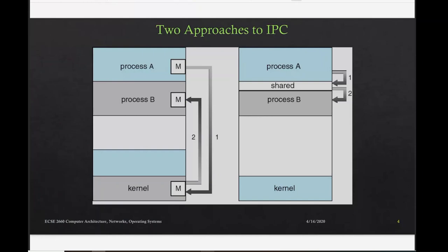The one that is shown on the left, there is a process A, there is a process B, and as you can see, these arrows are also in relation with the kernel. So that is a message passing approach, in which there are mailboxes, right? These are mailboxes.